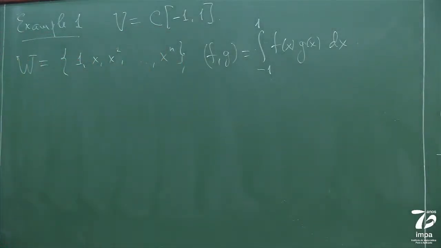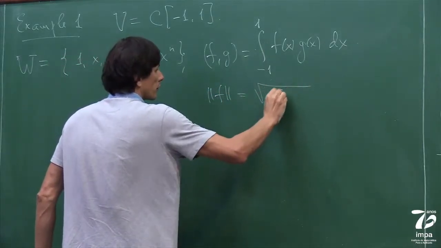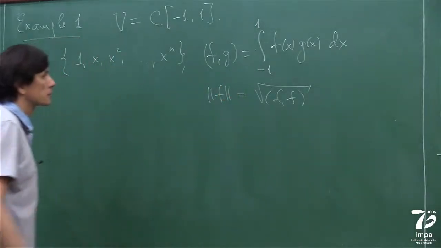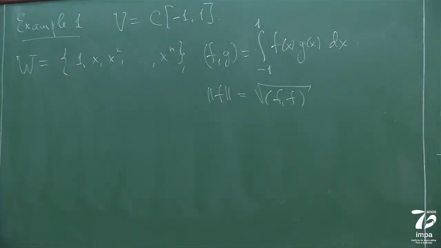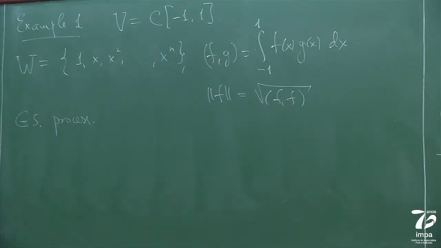And then the norm is, of course, the square root of (f, f). That's one of the ways you define everything. So let's just do the Gram-Schmidt process. So we start with W0.